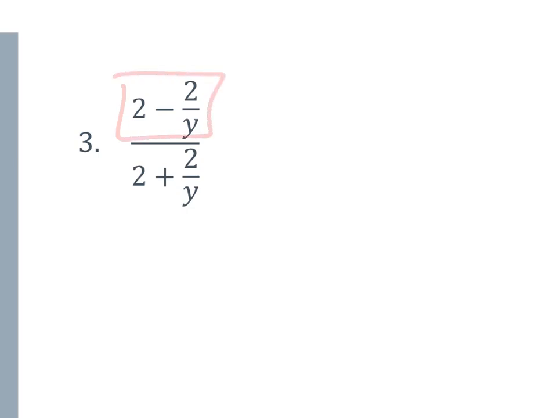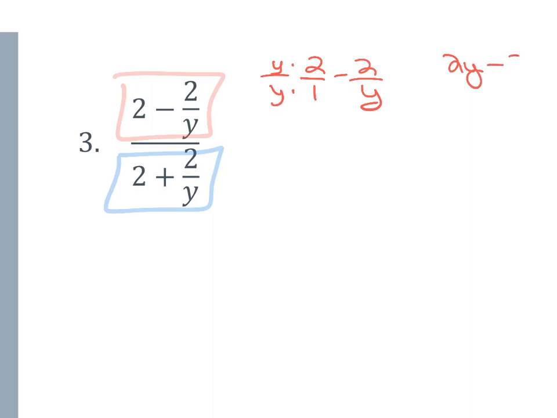So again, take care of your numerator and then take care of your denominator. So for the numerator, I need to find a common denominator. And let's do it in red. So right now I have 2 over 1 minus 2 over y. You can see that the common denominator is going to be y. So this one needs a y. Whatever you do to the bottom, you do to the top. So now it becomes 2y minus 2 over y.